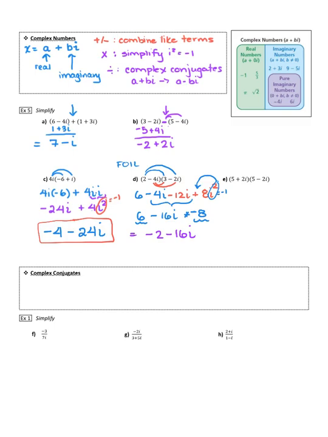Now let's look at what happens. Notice here I have complex conjugates. So we have the same thing, but one is plus, one is minus. And this is why complex conjugates are so important. So when I do my FOIL routine, I get 25 minus 10i.